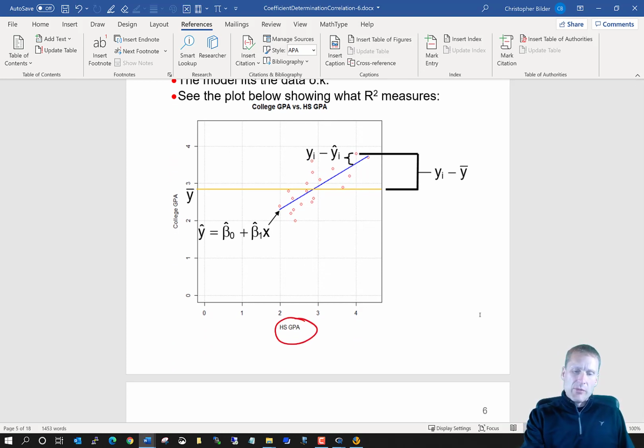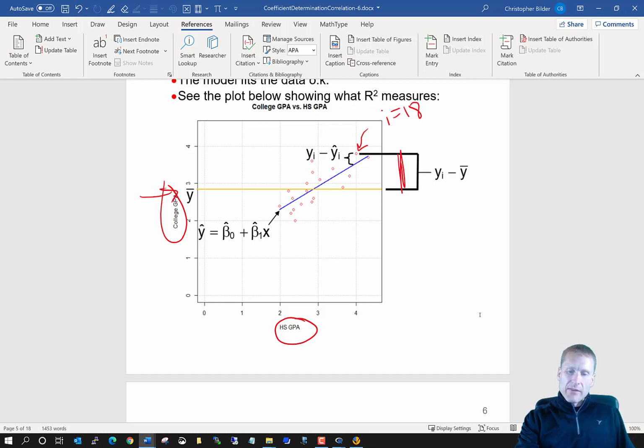So high school GPA, college GPA. Here's the sample mean. If I didn't know anything at all about X, that's what I would use. I would use my sample mean to predict what y is. And if we look at this particular observation right there, which is observation 18 in my data set, we can see, if I wanted to predict that by y bar, the sample mean, how far we would be off, by about 1.